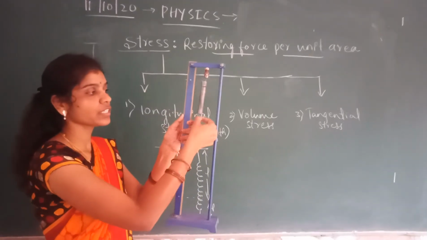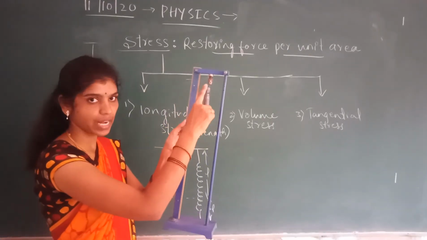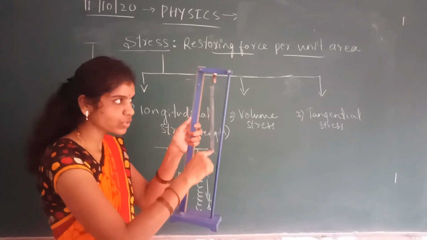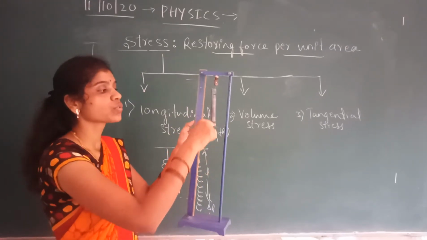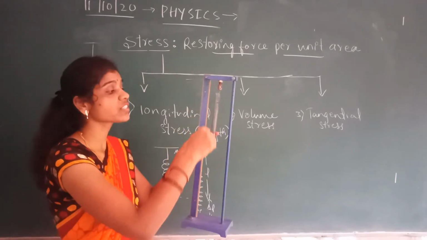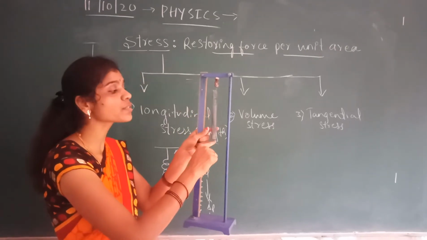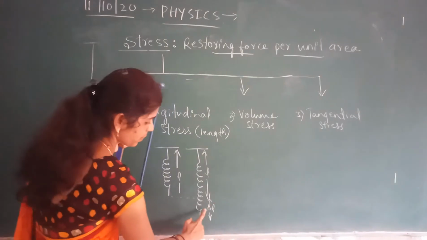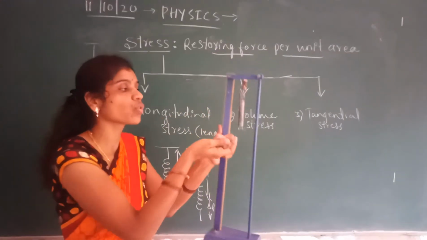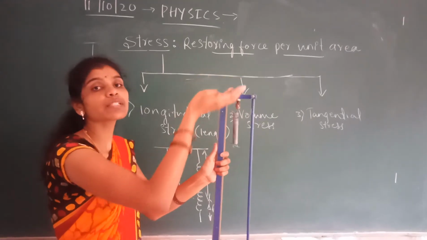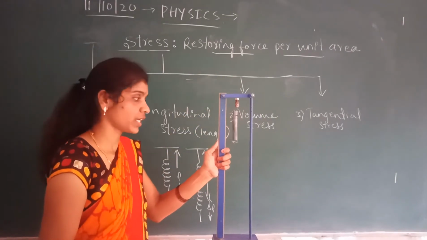So here initially the spring is having certain length L. When we apply force on this, which means when we apply stress on this, deformation of the object, meaning change in length of the spring, takes place. That is represented by delta L. Again, when we remove the deforming force, it regains its original size or shape.